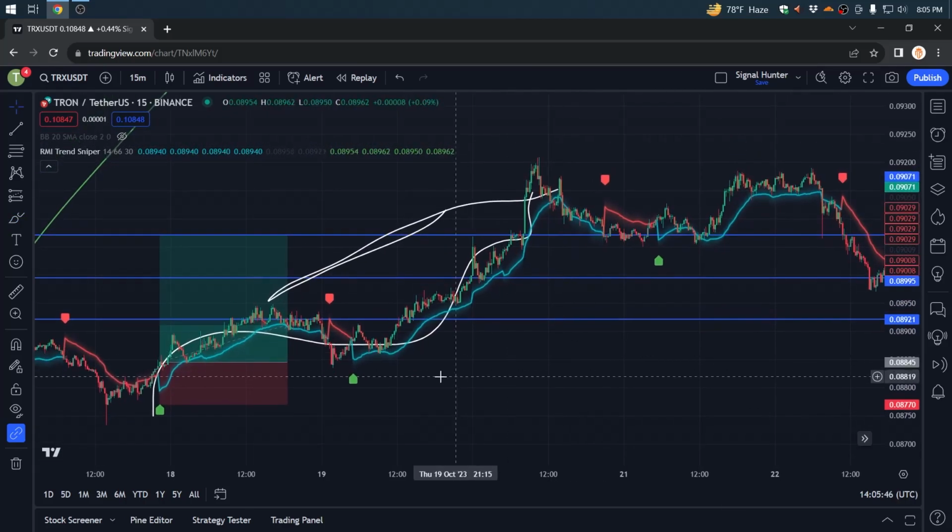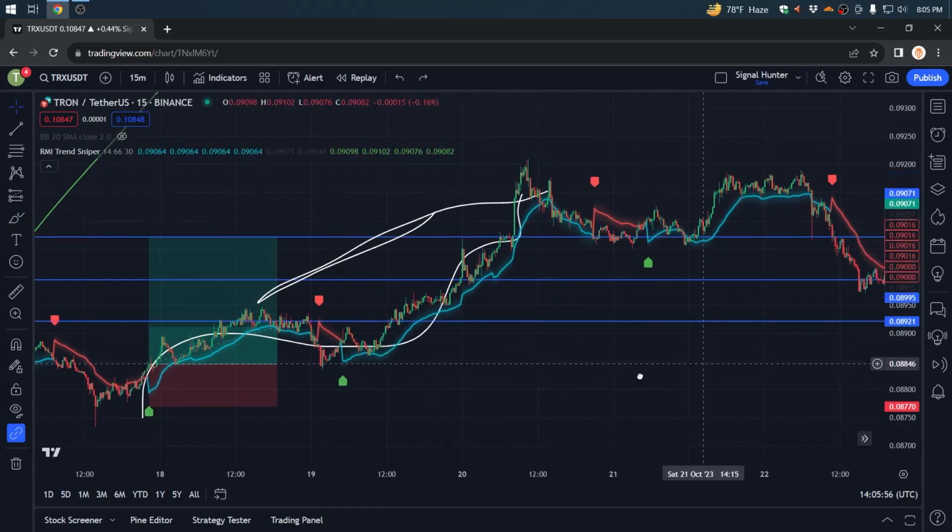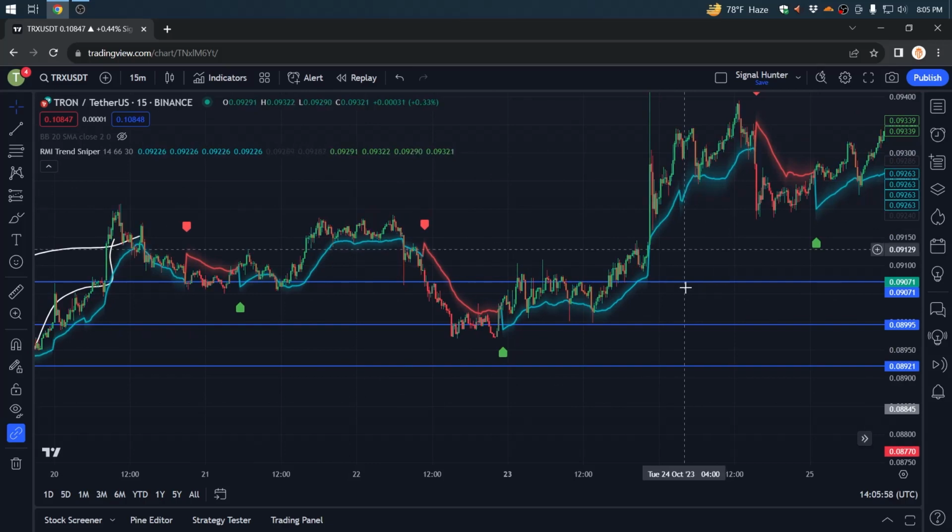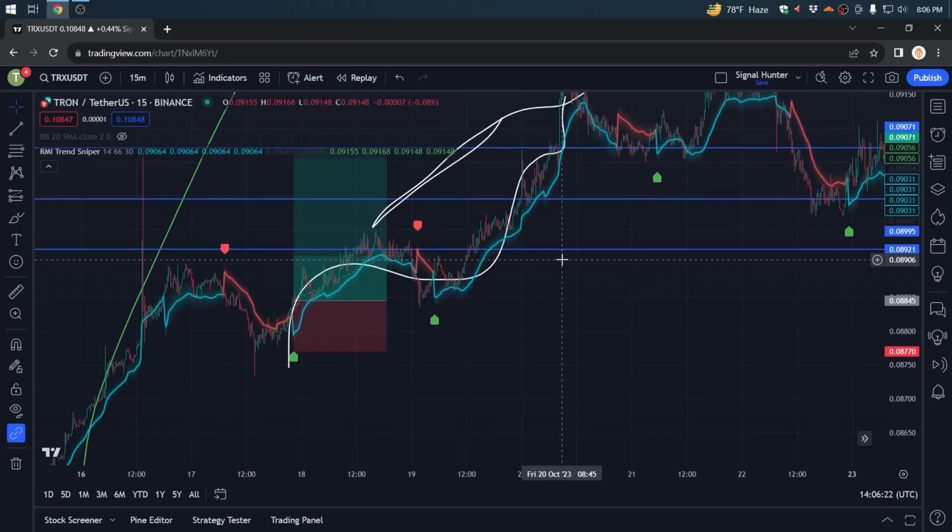And also you can see another buy signal, and it's also valid. This one is also valid, and this one is also valid. This indicator provides us very good, high-accuracy signals.